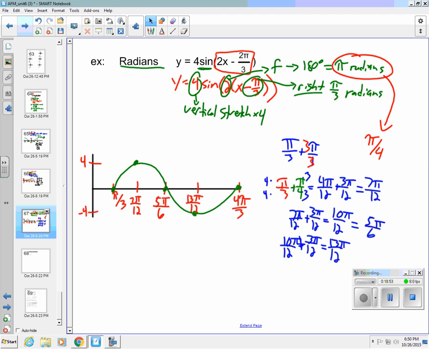Right, so there's our graph for this function. So everything with radians, you go through the same way. The only difference will be cutting up those pieces on the x-axis is going to be a little trickier because there's going to be more fractions involved. If it helps you, you can work in degrees first and then work back to radians if you find that easier.